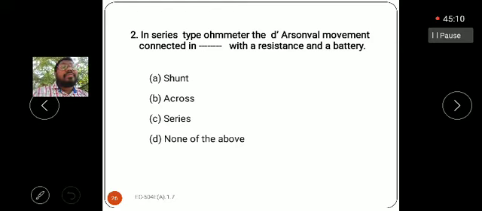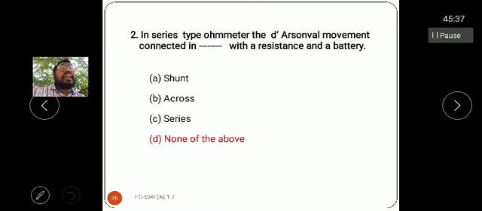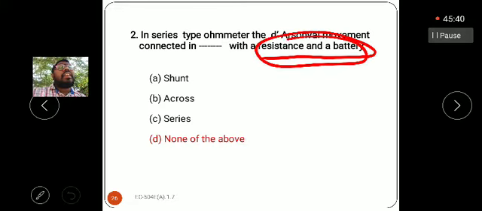What is your answer? My answer is in series with the resistance and battery. Actually here, if they are asking, in series with battery is correct. In series with resistance and battery is wrong. That's why our answer is none of the above. Here they are giving two things, resistance and battery. That's why our option is none of the above. If they are giving only the connection with battery, then our option is series.